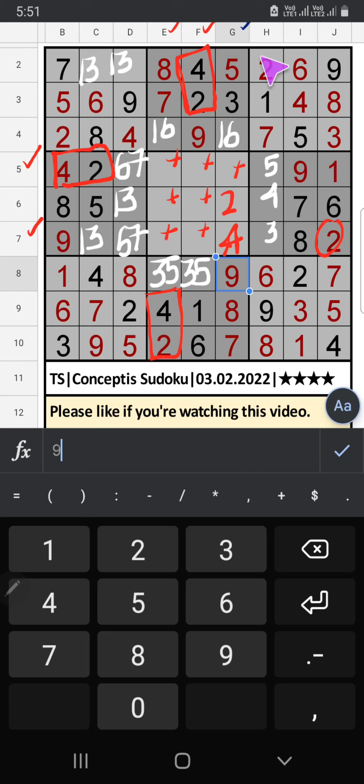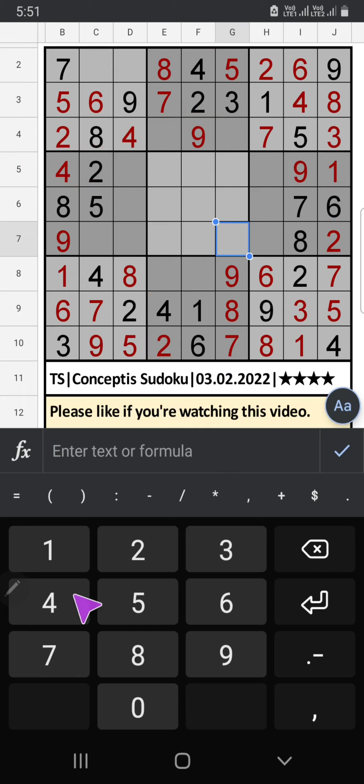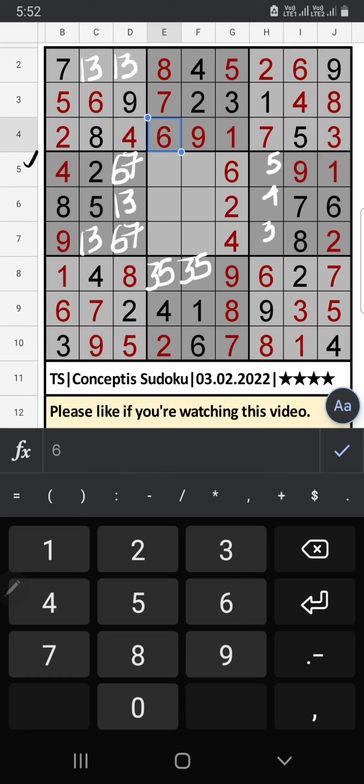Column G, only two numbers are remaining, 1 and 6. Fifth row we have 1, so 1 can't come in this cell, 1 is confirmed here, then 6 is here. You can confirm 6 also here. Fifth row we have 6, so 6 can't come in this cell, 6 is confirmed here, then 7 is here.